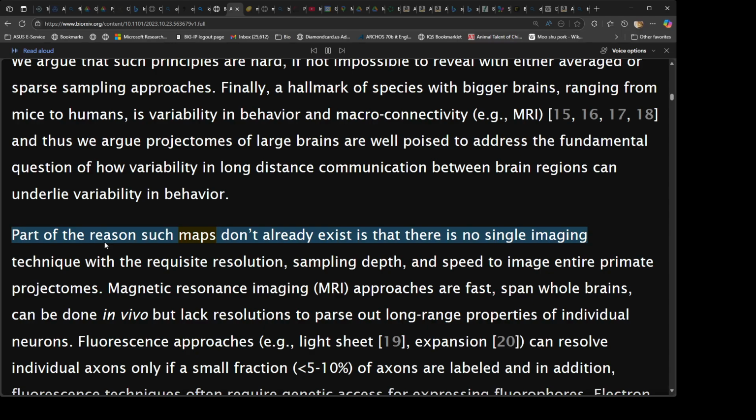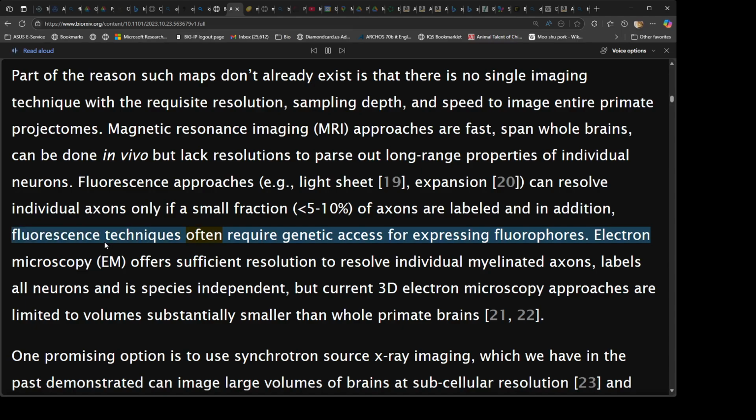Part of the reason such maps don't already exist is that there is no single imaging technique with the requisite resolution, sampling depth, and speed to image entire primate projectomes. Magnetic resonance imaging, MRI, approaches are fast, span whole brains, can be done in vivo, but lack the resolution to parse out long-range properties of individual neurons. Fluorescence approaches, e.g., light sheet 19, expansion 20, can resolve individual axons only if a small fraction, less than 5 to 10%, of axons are labeled, and in addition, fluorescence techniques often require genetic access for expressing fluorophores.